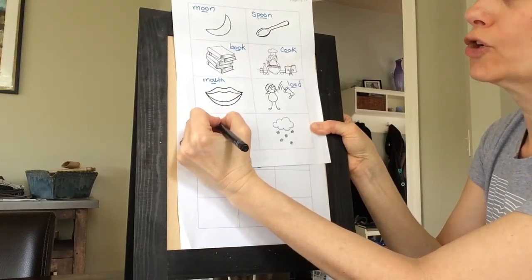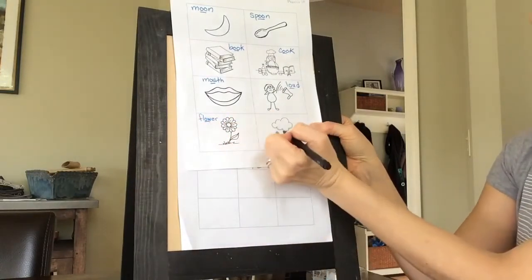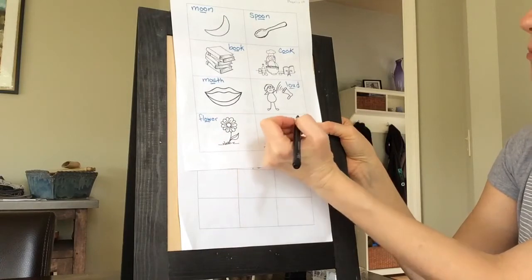Flower. Those sisters. There's your O-W blend. And now over here, we have a cloud and we have snow. Might as well go with both of them, right?